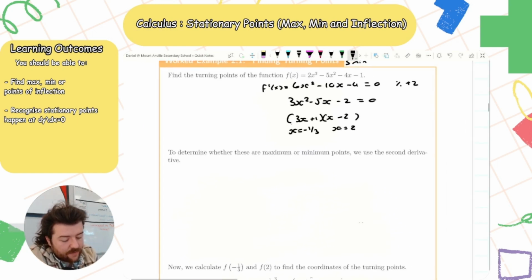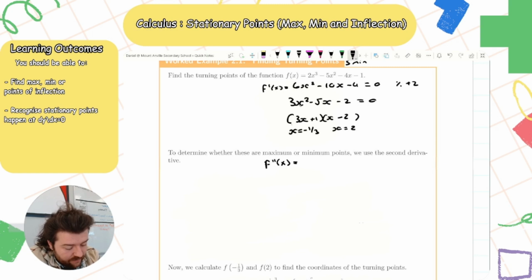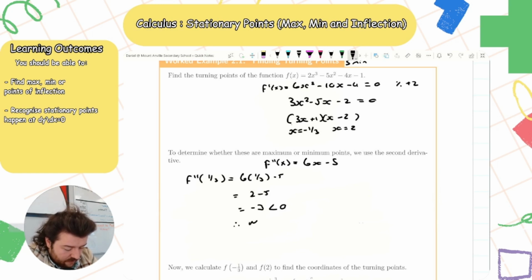So I need to determine first if these are maximum or minimum. So I'm going to use my second derivative test. My second derivative then is going to be 6x minus 5. So sub them in. The second derivative evaluated at minus 1/3 is equal to 6 times minus 1/3 minus 5, which is equal to minus 2 minus 5, which is minus 7. That is less than 0, so therefore this is my maximum because my second derivative is less than 0.